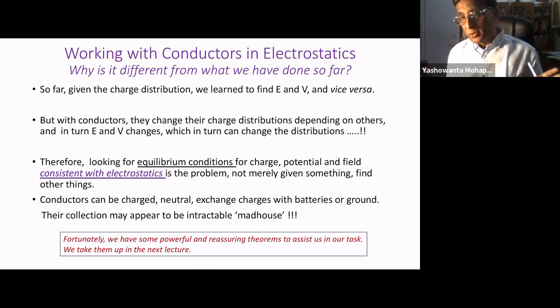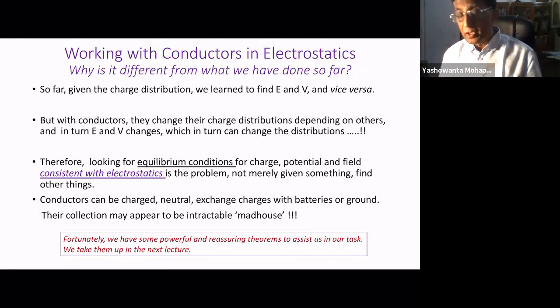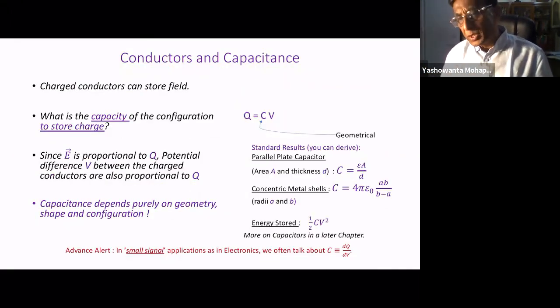is the final configuration. If you have charged conductors, some are charged to some potential, some are carrying charge, some are neutral, some are grounded. So what is the net electrostatic field, potential, and charge distribution? All three have to be answered, and all three have to be consistent with all the electrostatics that we know. All right, so that brings me to something that is familiar.